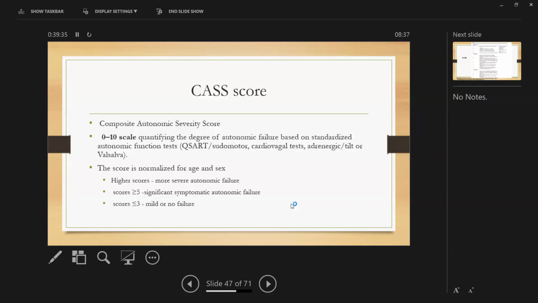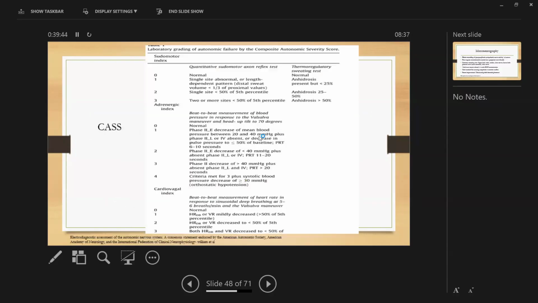So if there is a higher score, it indicates severe autonomic failure. If there is a mild score, less than 3, there is mild or no failure. So this is the main thing. The components here are the pseudomotor index, adrenergic index, and cardiovagal index.